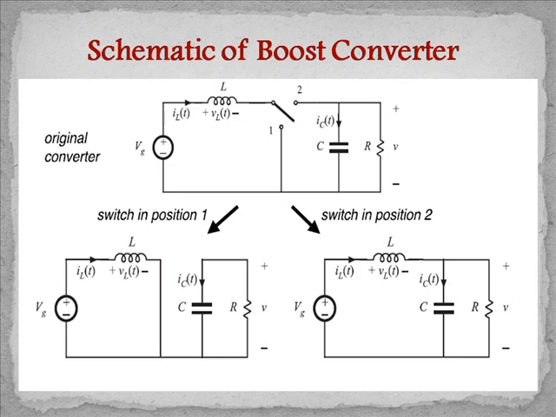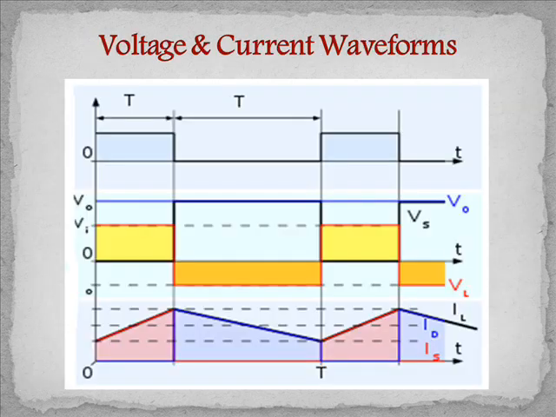In the on state, when the switch is closed, it results in an increase in the inductor current. In the off state, when the switch is open, the only path offered to the inductor current is through diode D, the capacitor C, and the load R. This results in transferring the energy accumulated during the on state into the capacitor. The input current of the boost converter is the same as the inductor current.